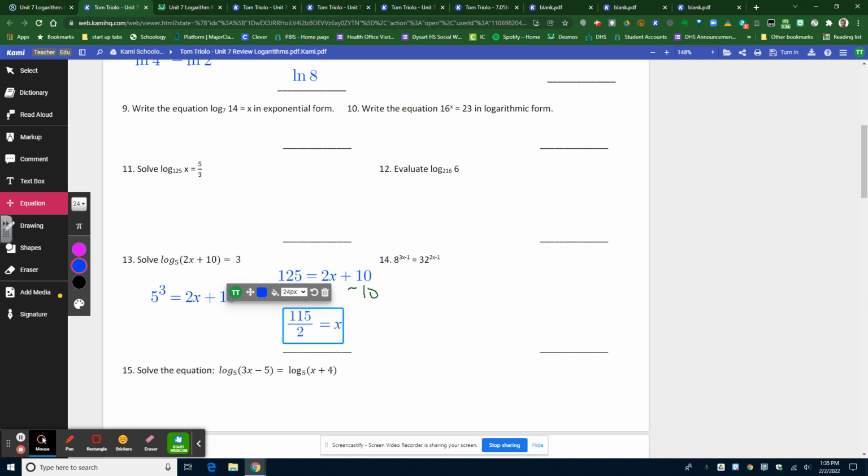Should we check? It's a logarithm equation. Okay, so dump it in the Desmos. Log base 5 of 2 times 115 halves plus 10. Make sure it's equal to 3. Yeah, that's right.